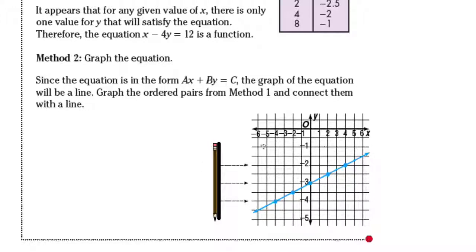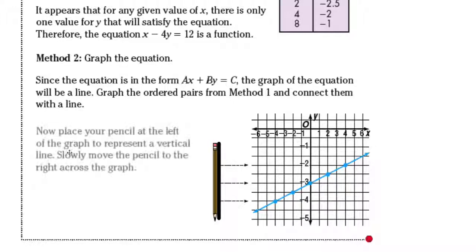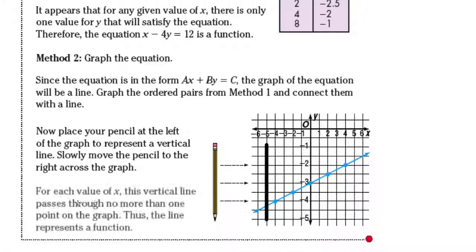Now place your pencil at the left of the graph to represent a vertical line, and slowly move the pencil to the right across the graph. So what you do is you get your pencil and slowly move it to the right across the graph. Now what do you notice here? For each value of x, this vertical line, the black line that I have, passes through no more than 1 point on the graph. Thus the line represents a function.